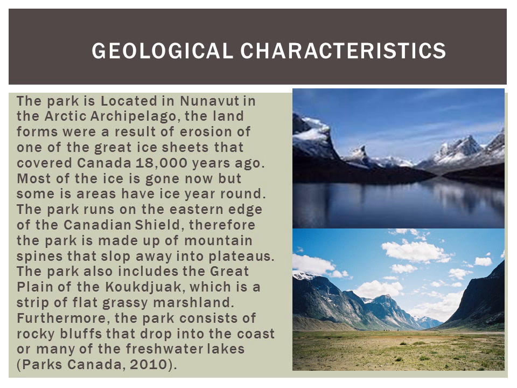So some geological characteristics. The park is located in Nunavut in the Arctic archipelagos. The landforms were a result of erosion of one of the great ice sheets that covered Canada 18,000 years ago. Most of the ice is gone now, but some areas of the park are covered year-round by ice. The park runs into the eastern edge of the Canadian Shield, therefore the park is made up of mountain spines that slope away into plateaus. The park also has the Great Plains of Knutsuk, which is a strip of flat grass marshlands. Also, the park has bluffs that drop off the coast into freshwater or seawater.